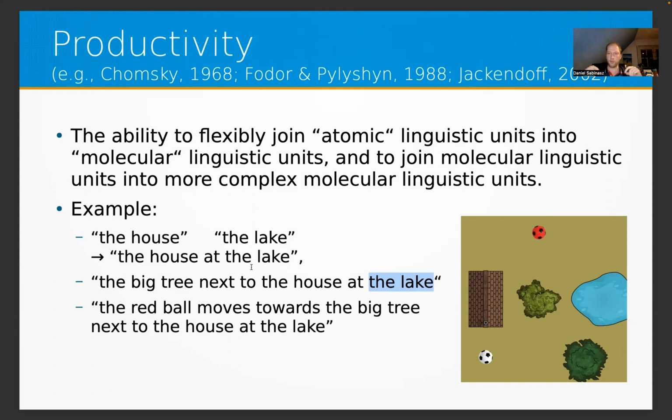So the individual words could be considered the atomic linguistic units, and they can be combined into molecular linguistic units, and they can be further combined into larger molecular linguistic units. So to drive this point home by yet another example, you can even form a complicated sentence or phrase, the red ball moves towards the big tree next to the house of the lake. And of course, there's a certain limit to the kinds of sentences or phrases that humans would still be able to understand, at least without careful conscious analysis.